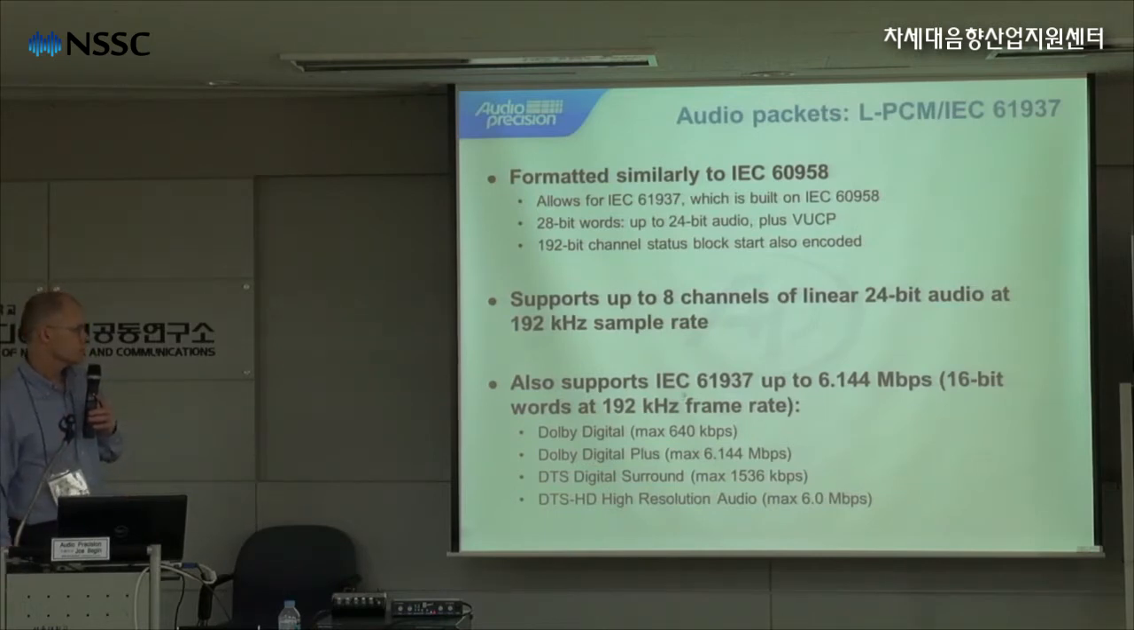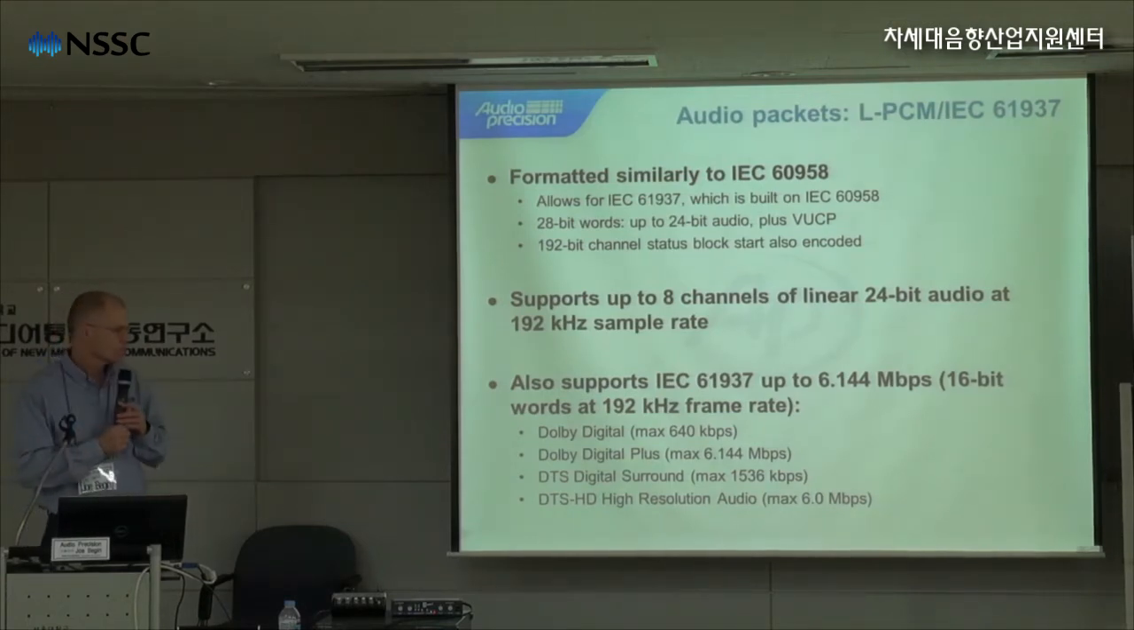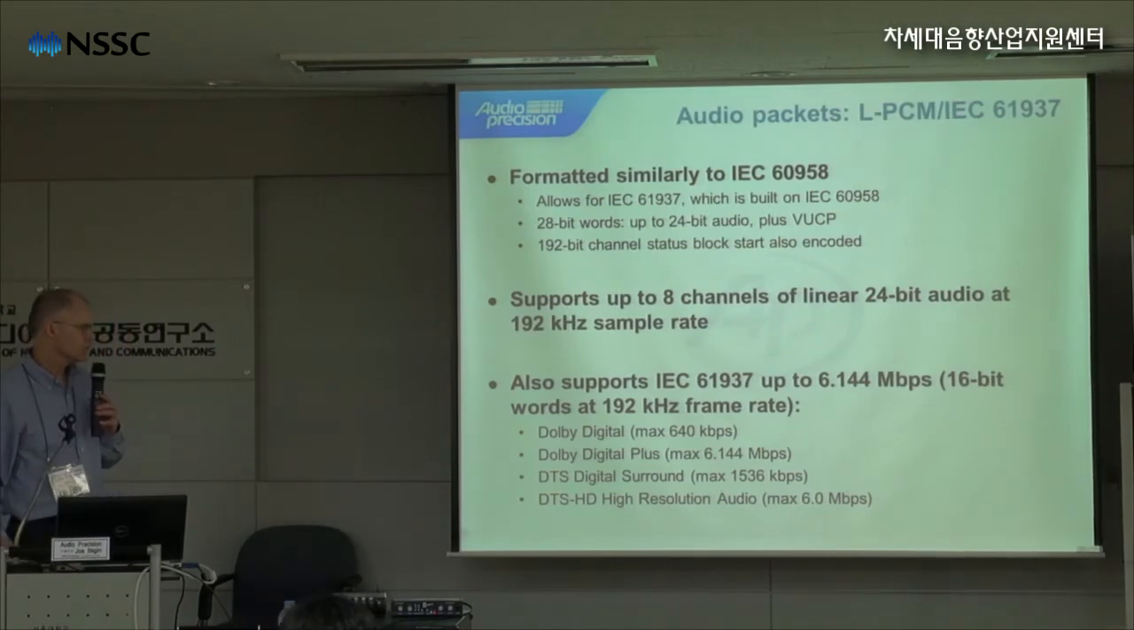It also supports IEC 61937 up to 6.144 megabits per second. That's 16-bit words at 192 kilohertz frame rate. So the IEC 61937 is encoded audio like Dolby Digital Plus, DTS Digital Surround, or DTS-HD High Resolution. And these are quite often used on Blu-ray players, for example.